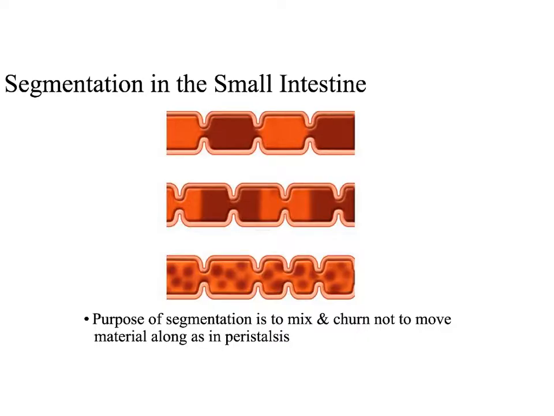So here's segmentation. If you follow this brown, the brown is just mixing back and forth, back and forth. And then we might mix it between two other segments. So we're not moving things along, we're just churning it, because we want it to touch the walls of the small intestines. We want it to touch that brush border.